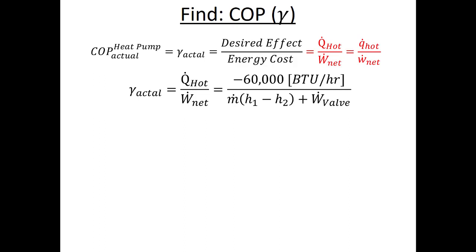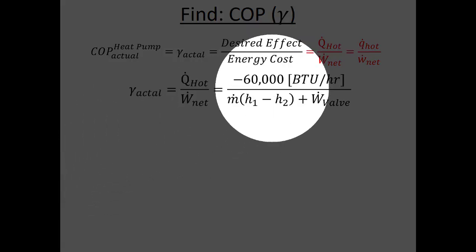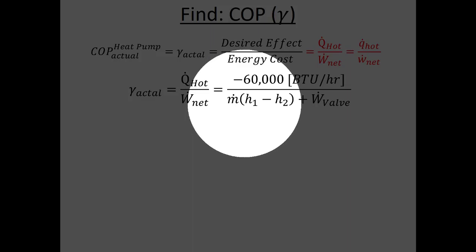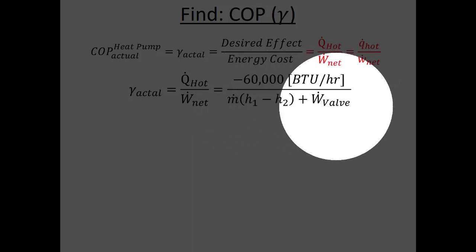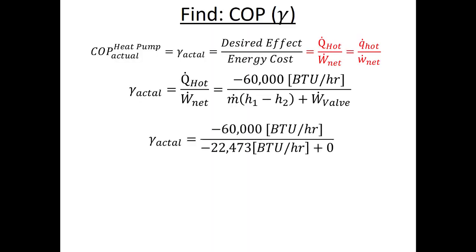In this case, I've included the valve power in my original expression. I was just given q dot, so I don't have to work on this symbolically first. I was just given the value here. I know that the power for the pump, which I could actually just put in as the power, I just found that. And then w dot valve, I included in my net power, but I know that that valve power is 0. So I get 60,000 BTU per hour divided by 22,473 BTU per hour.